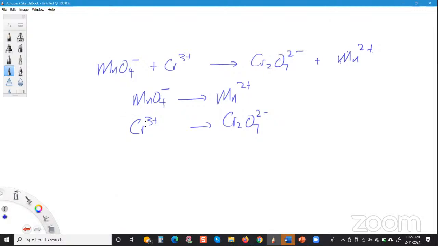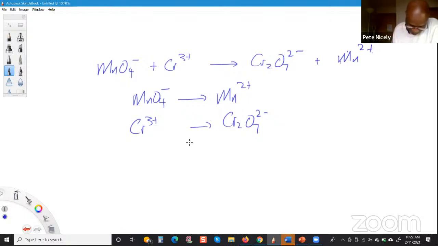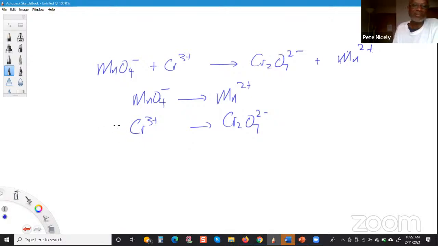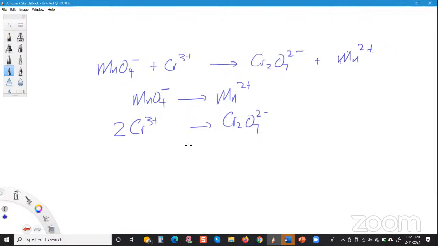You need a 2 on the left side of the Cr. Oh, you mean for the second equation, right? You need a 2 here to balance the chromiums, right? We don't need to do anything for the manganese because it's the same on both sides, right? Yeah. Okay, next step.